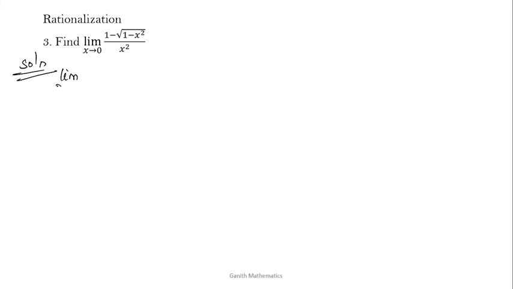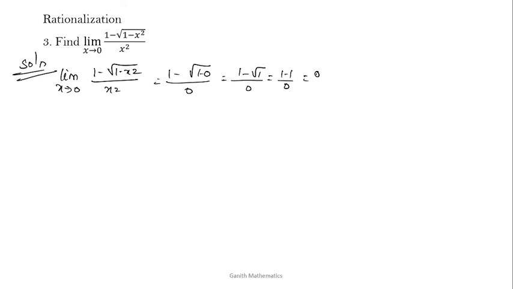Limit x tends to 0, (1 minus square root of 1 minus x square) divided by x square. So it will be (1 minus square root of 1 minus 0) divided by 0. This is 1 minus square root of 1, divided by 0. 1 minus 1 divided by 0. So 0 by 0, right? So it is an indeterminate form.